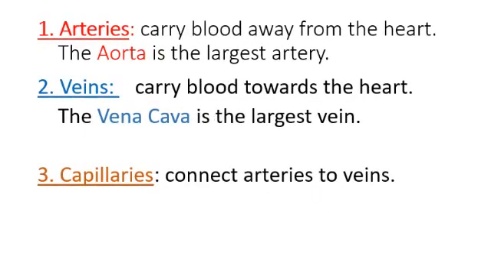So, arteries carry blood away from the heart. The aorta is the largest artery. Veins carry blood towards the heart. The vena cava is the largest vein. You're going to see them later on in the figure related to the heart. Capillaries are the blood vessels that connect arteries to veins.